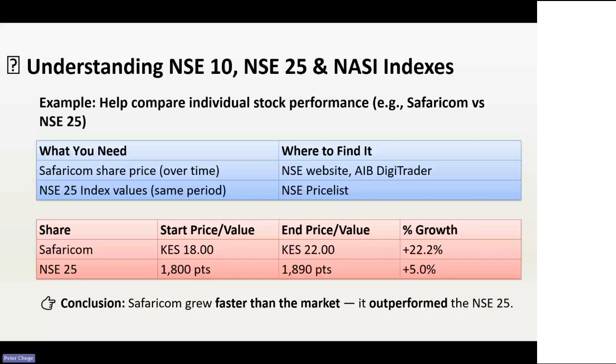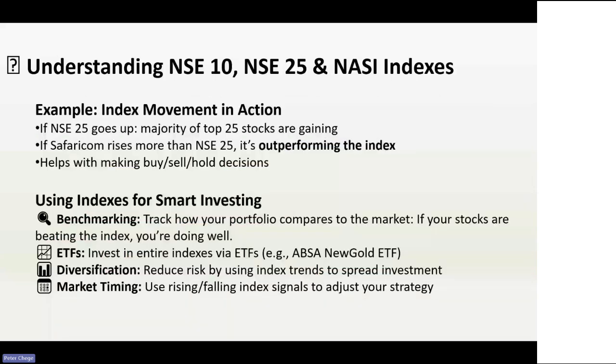I'll show you where the indexes are in the price list. Let's first complete the index part. So, index movement in action. If NSE 25 goes up, it means the majority of the shares within that index are gaining. I use the word majority because it doesn't mean all of them are gaining. If it goes up, it means the majority, because they are the ones contributing. There are others which could be going down.